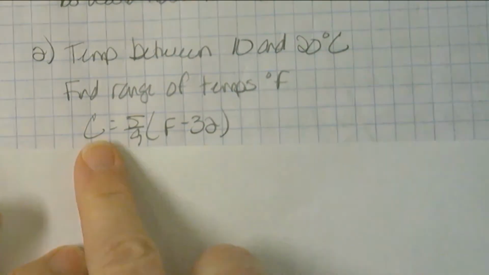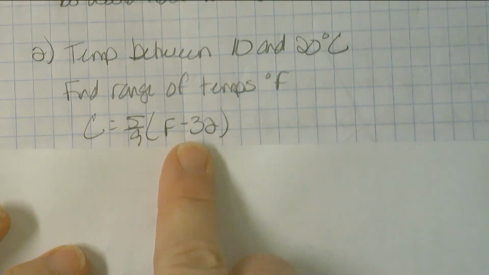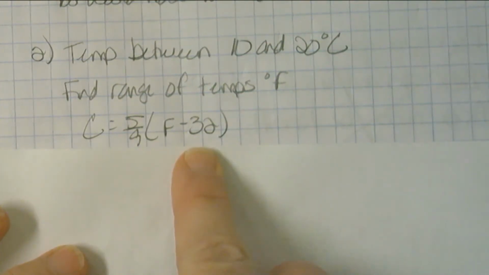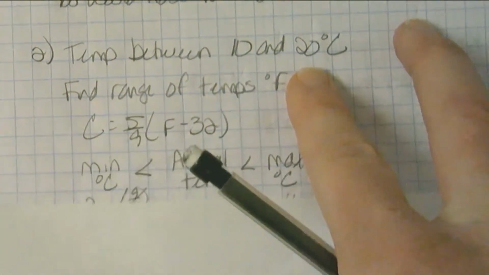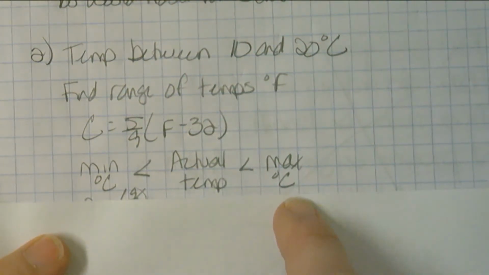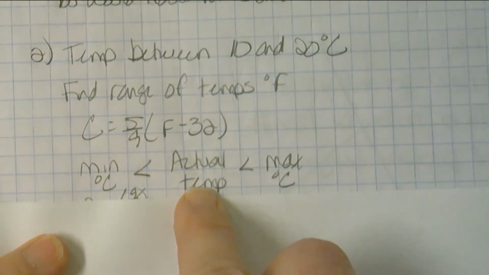Well, I know degrees Celsius equals 5/9 times the quantity F minus 32 degrees Fahrenheit, okay? So I know this is our formula. I have a minimum degrees Celsius and a maximum degrees Celsius. So our formula for degrees Celsius needs to go in here.